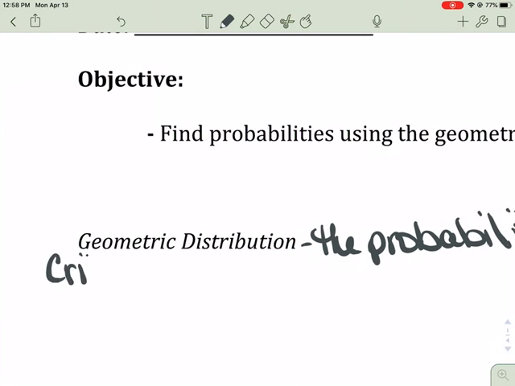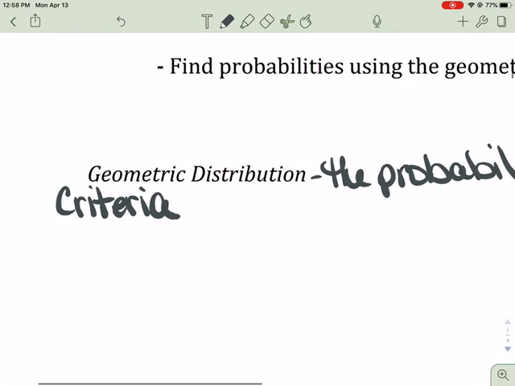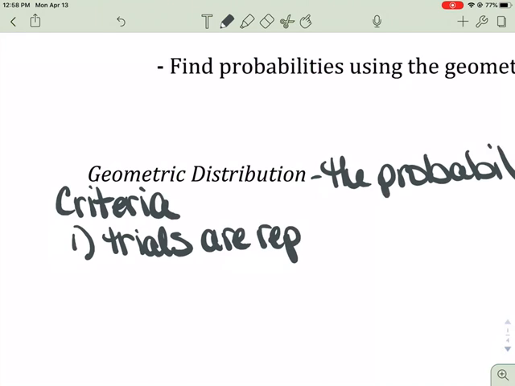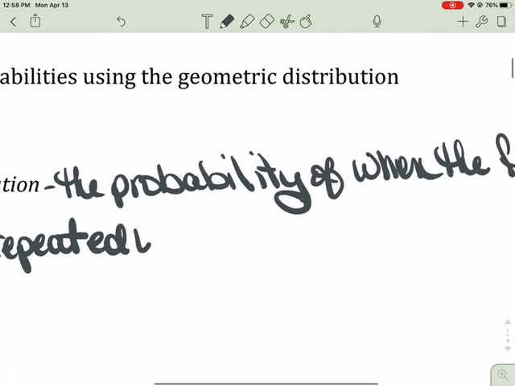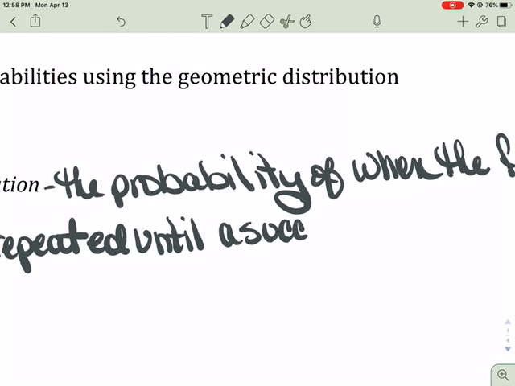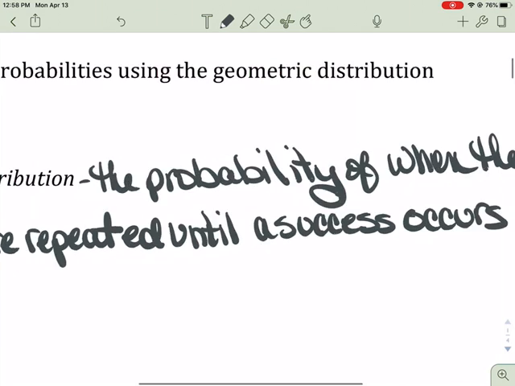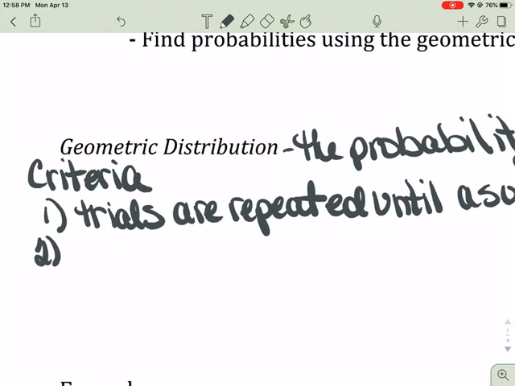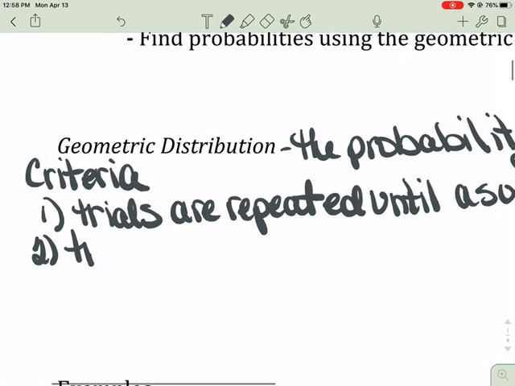So we do have some criteria that have to be followed for us to be able to use a geometric distribution. The first one is that the trials are repeated until a success occurs. So we're going to keep doing it until we have a success. That the trials are independent.